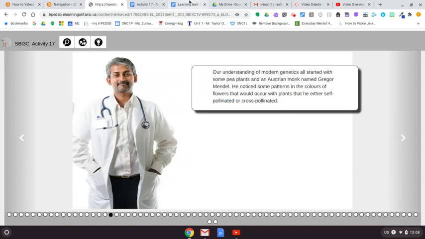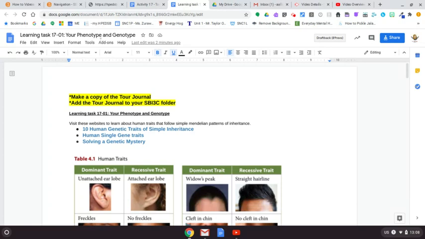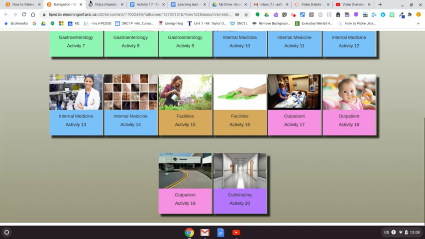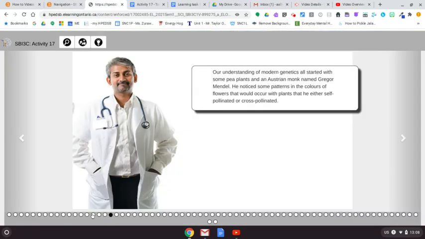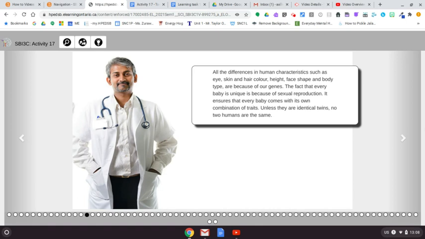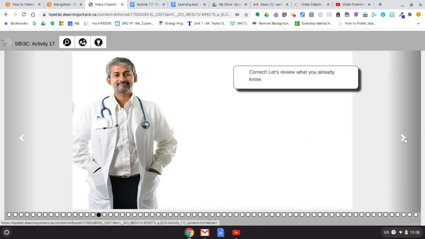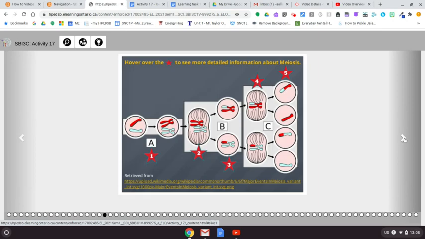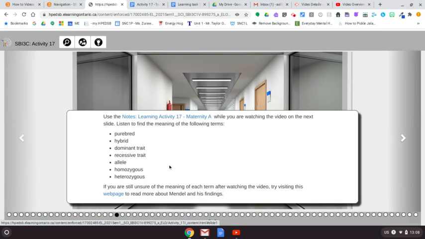So for 1701, your phenotype and genotype, it is really important that you have gone through the content area up until this point. There's a whole bunch of information about the understanding of genes and alleles and different terminology, like whether something is dominant, whether it's recessive, whether it's homozygous, whether it's heterozygous. You need to have an understanding of these terms before you get into 1701.